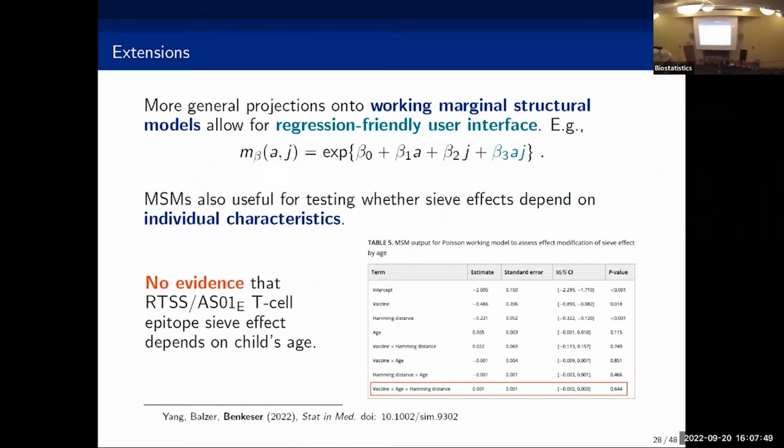So if you want to test for a Sieve effect, for example, you would have a vaccine by strain interaction, and then you would be doing a test about beta-3 here to understand whether or not there's a Sieve effect. We can also extend this to a three-way interaction. So does the strength of the Sieve effect depend on, let's say, a child's age? That's what this analysis was showing, basically that there was no evidence that a child's age impacted the magnitude of the Sieve effect that we observed in the previous slides.